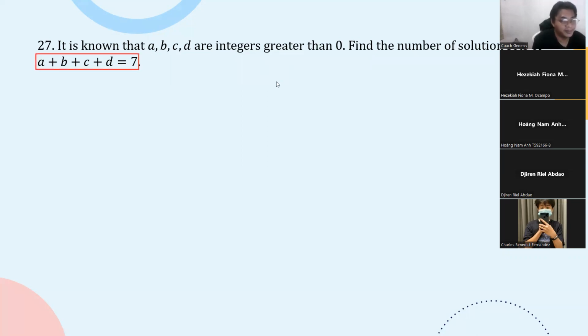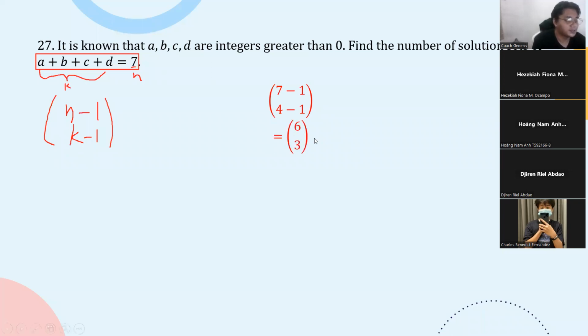Now the stars and bars formula for positive integers is just n minus 1 choose k minus 1, where k is the number of possible slots here and n is the total value here. So that would mean you will have 7 minus 1 choose k minus 1. So 4 minus 1. That will be equal to 6 choose 3. So 6 choose 3 is just equal to 6 factorial over 3 factorial, 3 factorial.